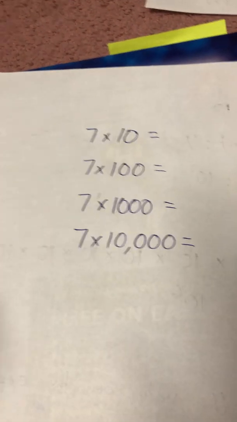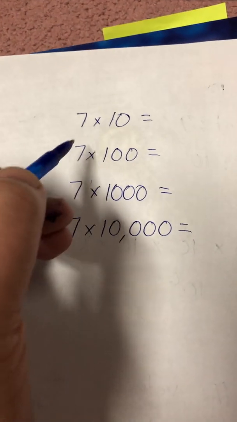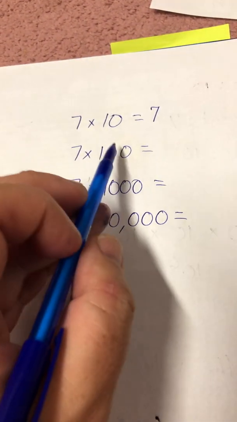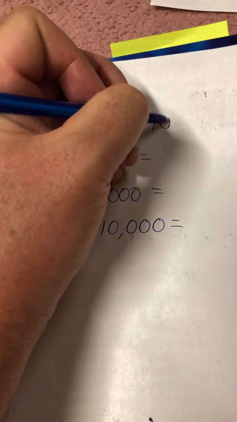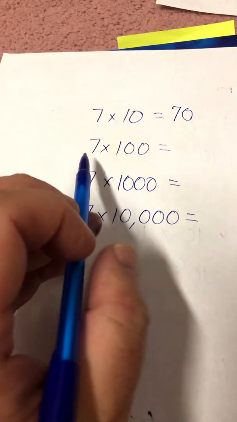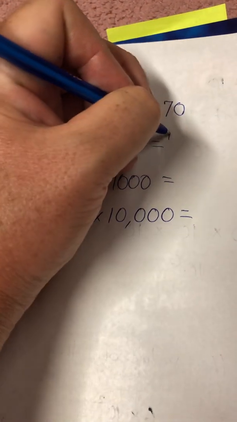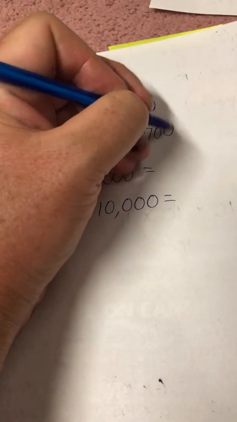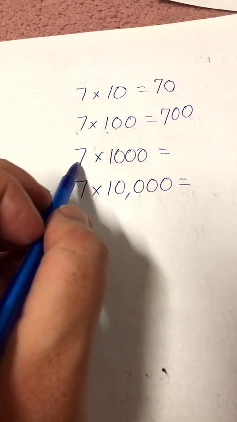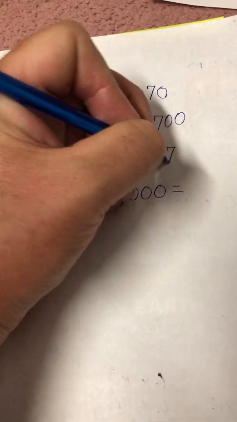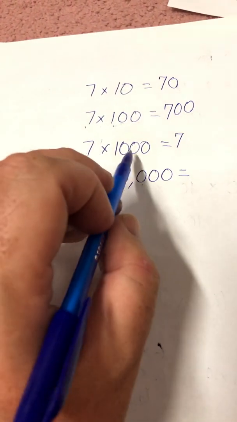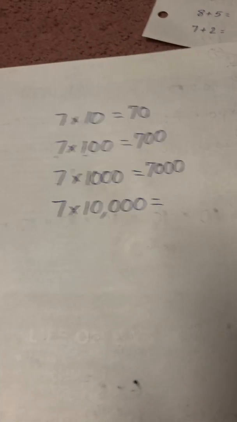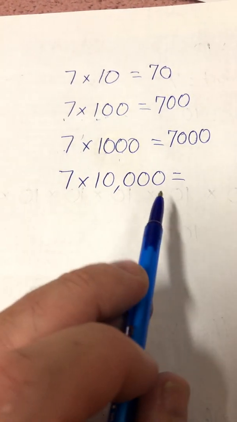And I'm going to do the same thing that I just did on the previous one. I'm going to think 7 times 1 is 7. And then I'm going to add the 0, and I get 70. You're going to start to see a pattern. Well, 7 times 1 is 7. Add the 2 zeros, I get 700. 7 times 1 is 7. Add the 1, 2, 3 zeros, 7,000.